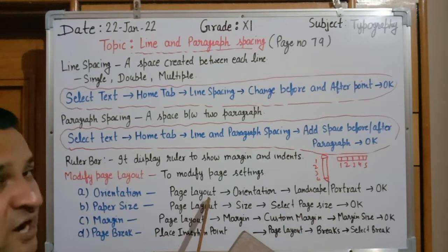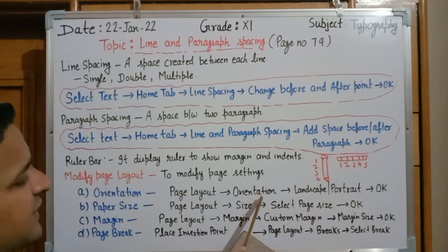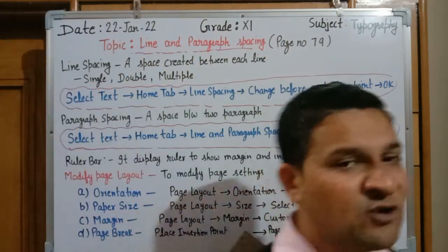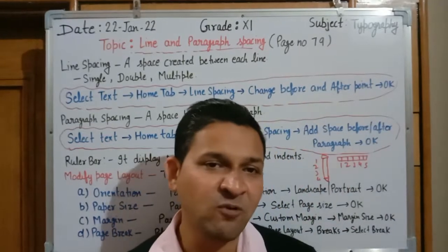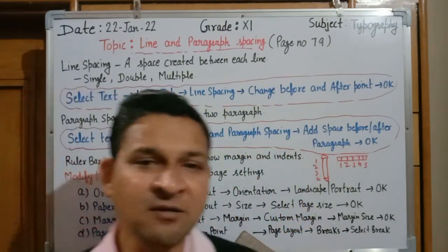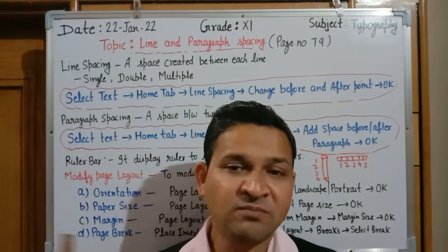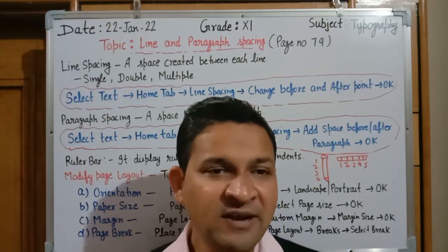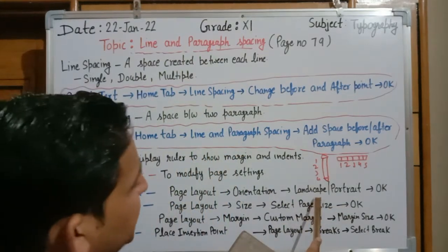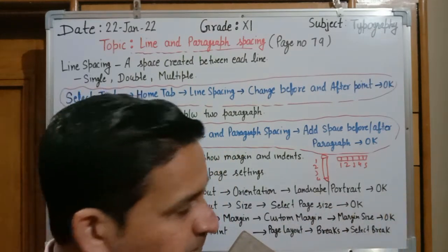We will go to the page layout tab, then we will select the orientation group. In the orientation group we will select one option. We have two options, landscape or portrait. Landscape means it will be displayed in the wider form, and portrait will display in the lengthier form. So we will select one option, landscape or portrait, and press OK.